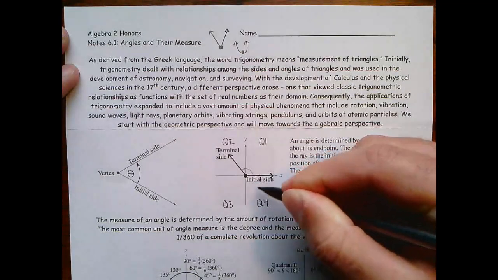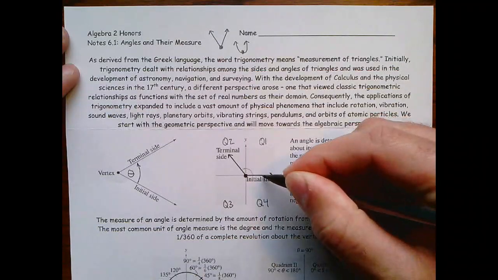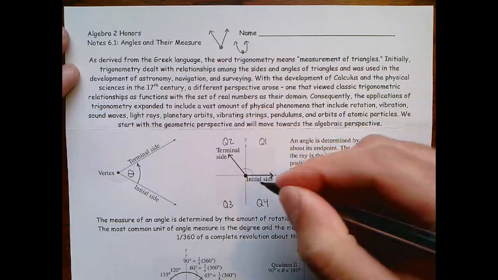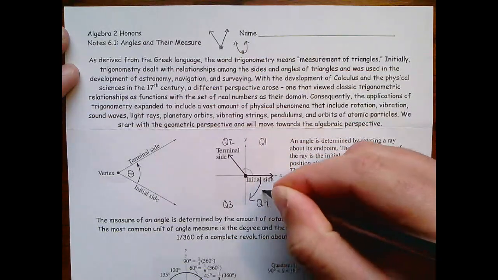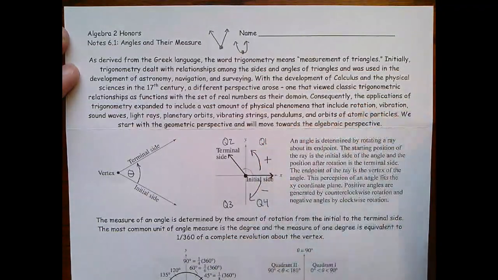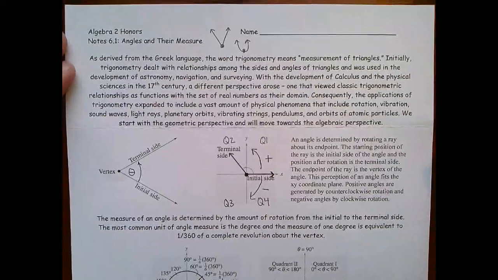So a clockwise rotation would be starting here at the initial side, that positive x-axis, and then traveling into quadrant 4, quadrant 3, quadrant 2, and then quadrant 1. So if I go in this direction, it'll be a negative rotation. If I go in this direction, it'll be a positive rotation. So in terms of angles, we have this. All right, guys, let's keep going.